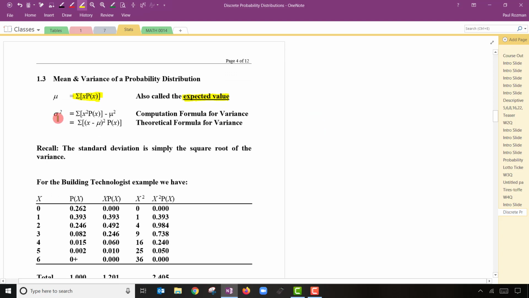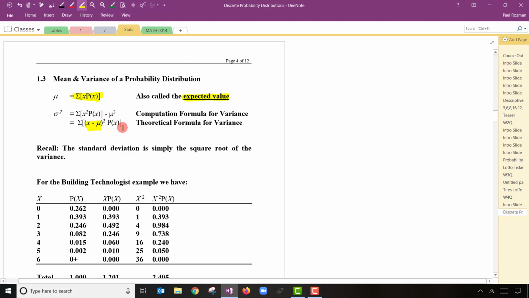The variance is your average distance away from the mean. So basically, you take your distances away from the mean, each outcome minus the mean, you square it to make it positive, and then you weight it with its probability. So it's a weighted average distance of each point from the mean.